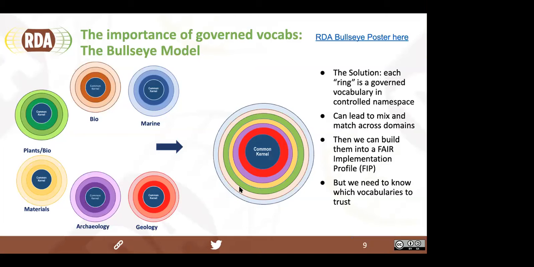And so this is the importance of governed vocabs, and we call it the bullseye model. What we're arguing is that today, with things like schema.org and the flexibility we've got with linked data, we can create these profiles of an information model, which is linked to vocabularies that are governed vocabularies in a controlled namespace. And so people can actually put together a profile using vocabularies from multiple sources. You don't have to have them all in the one place. But to do this, we need to know which vocabularies we can trust.